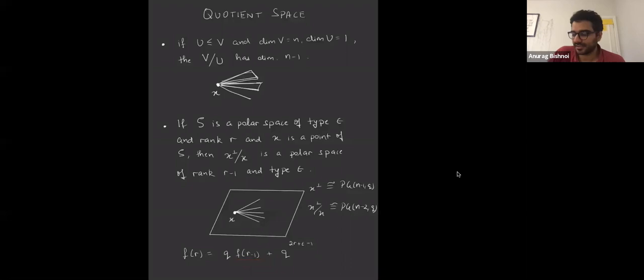And from this, you can really interpret this equation as follows. So f of r minus 1 is the number of lines. And on each line, you have q other points, which are collinear with x. That's how you get the first factor. And then this is the number of points not collinear to this x. So this is the number of points collinear with x in the polar space, and this is the number of points non-collinear to x in the polar space. That's another interpretation of this equation.